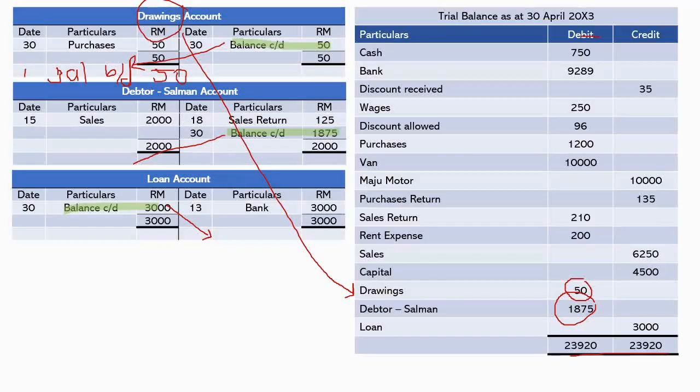Okay, and then please also take note of the title. Title salah, tak ada markah ya. Dia mesti trial balance as at 30th April 2003. Mesti pada perkataan as at pada tarikh tersebut. Pada tarikh tersebut, apakah kita punya item dalam ledger kita.